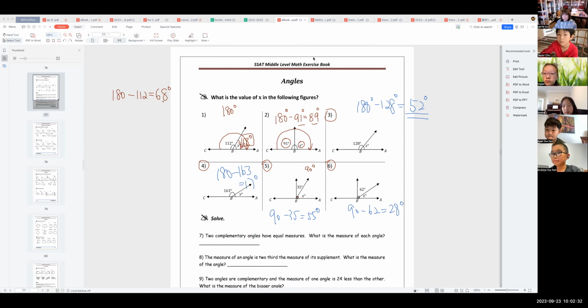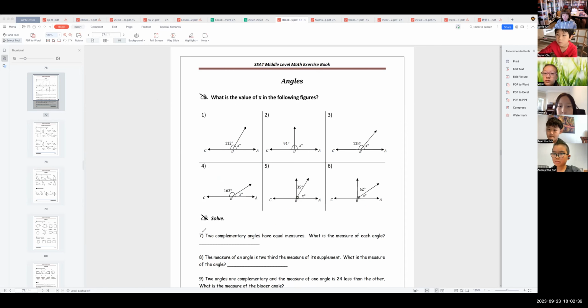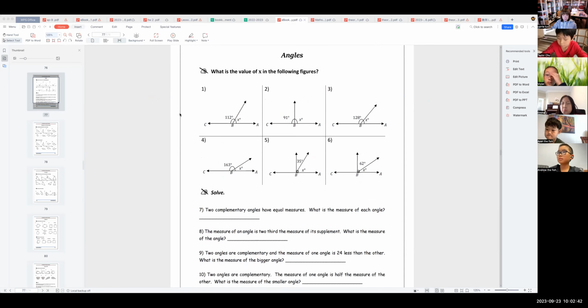There are some questions that our kids hate the most. What is it called? Word problems. Am I right? Okay, so everybody doesn't like to read, especially in math. If I give you some questions to calculate, you think, oh, this is fine. This is totally fine. But when we have questions that need reading, you probably don't like it. So, two complementary angles have equal measures.